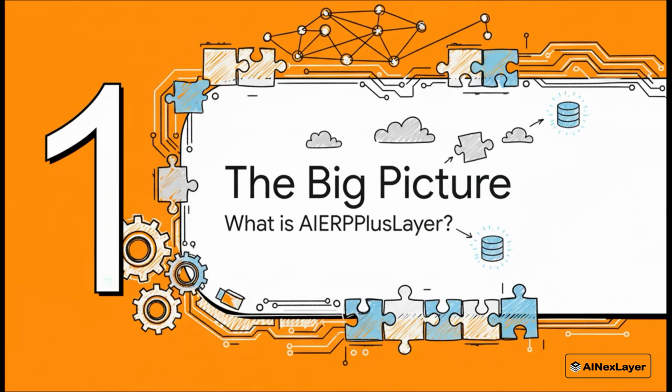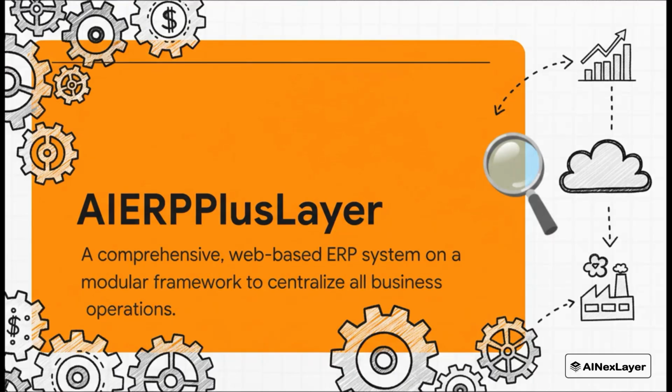Okay, so let's start with the basics. What exactly is this thing? At its heart, AIERPPlusLayer is what's called an ERP, or Enterprise Resource Planning System. Now don't worry about the jargon. The only two words you really need to remember here are comprehensive and modular. It's built from the ground up to pull every single piece of your business into one central, web-based command center.